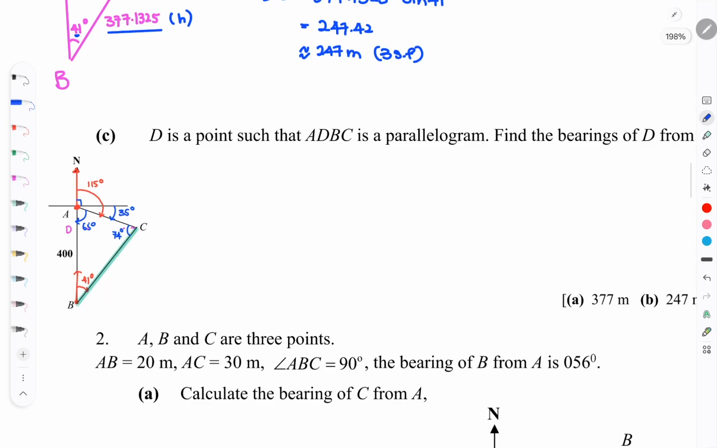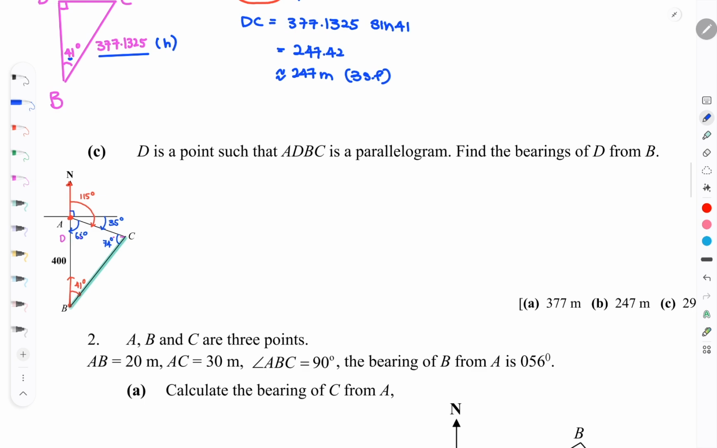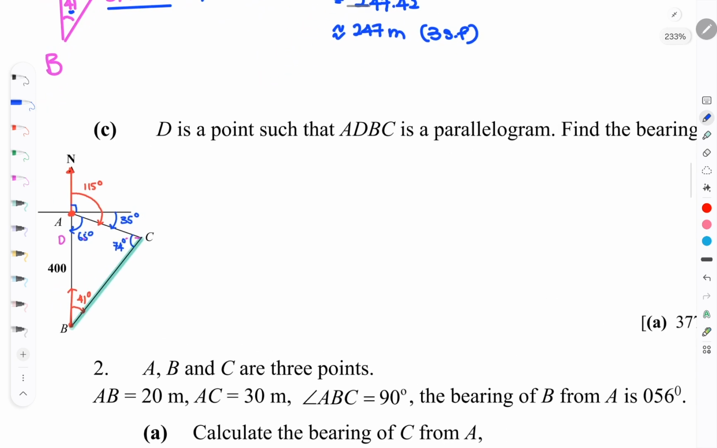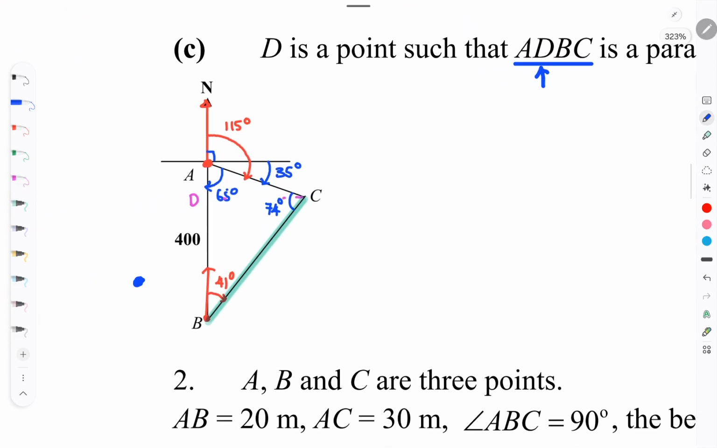D is a point such that ADBC is a parallelogram. Find the bearing of D from B. Usually when they name any shape, it is always in one direction. So ADBC means that this extra point is in between A and B. In this case, it will be somewhere around here. I don't need to be so exact, so I will just link it up.